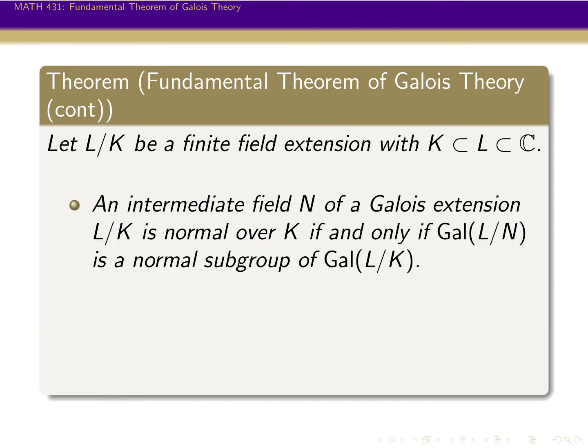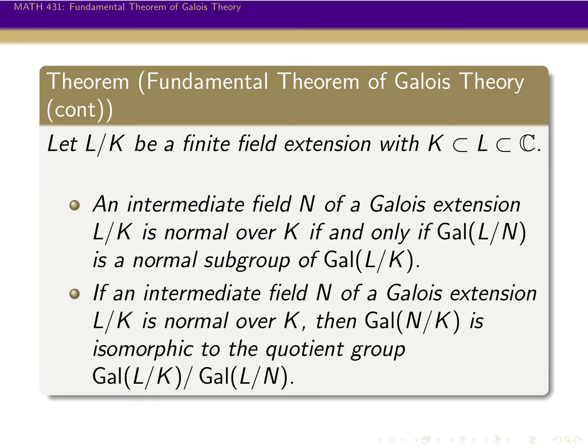Now, the last bits about the fundamental theorem of Galois theory are talking about when we have subfields that are normal extensions. And so an intermediate field N of a Galois extension L over K is normal over K if and only if the Galois group of L over N is a normal subgroup of the Galois group of L over K. And so the word normal in a normal extension is coming from a normal subgroup of the Galois group and vice versa. And so this normality is something that is preserved by this Galois correspondence.